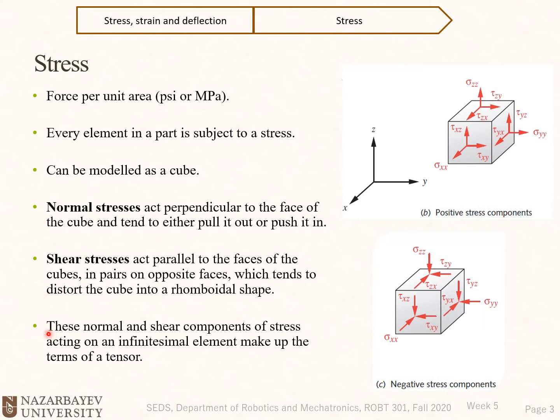These normal and shear components of stress acting on an infinitesimal element make up the terms of a tensor. So this is an infinitesimal element, it's very small. This cube represents one point of our part. And all of these stresses on this cube make up our stress tensor.